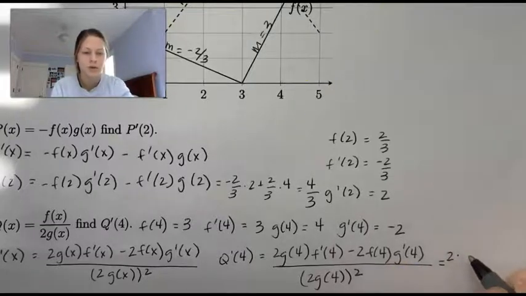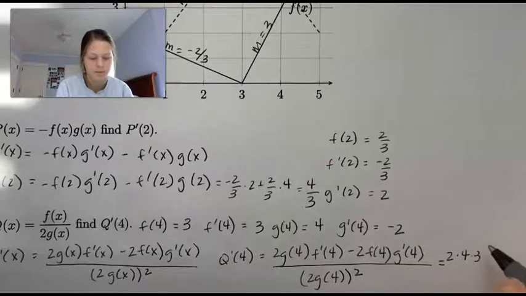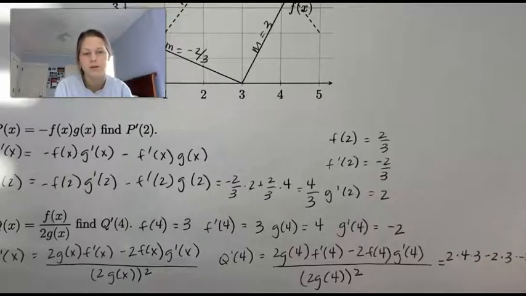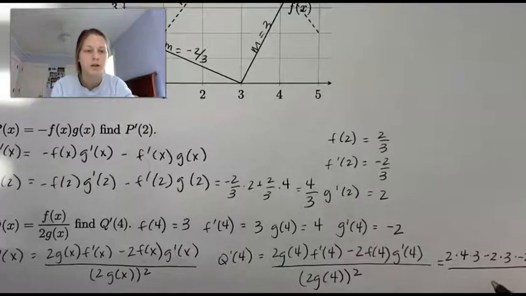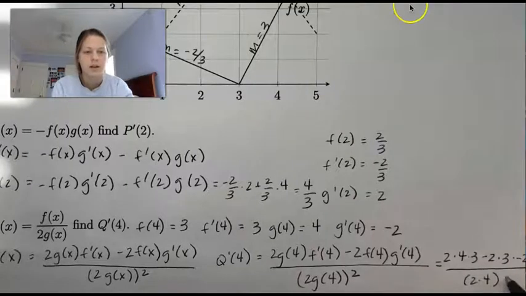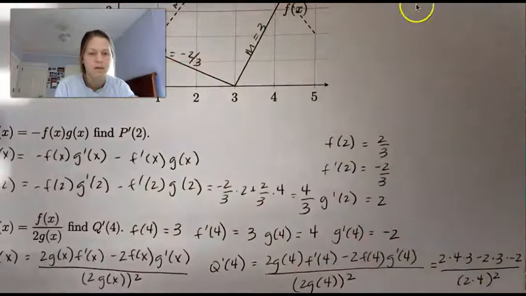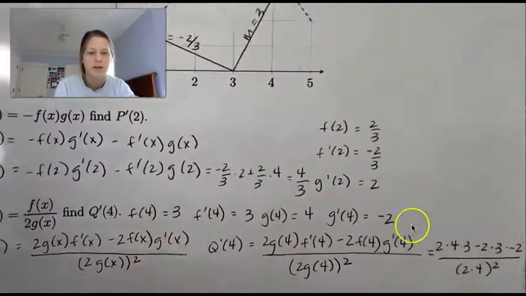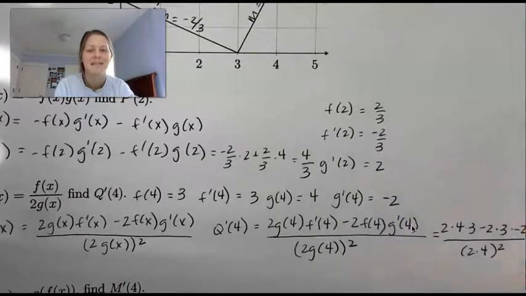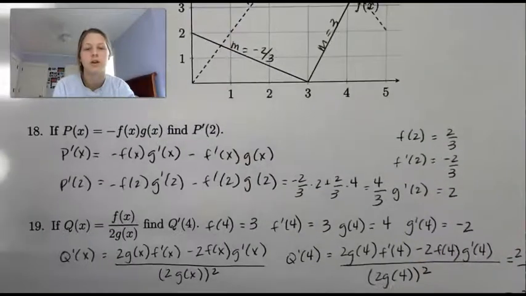and we will get 2 times 4 times 3 minus 2 times 3 times negative 2. You can't really see the negative 2, but you can kind of see it. It's there. And then 2 times 4 squared. And then we will get 36 over 64, which simplifies to 9/16. And that is our final answer for number 19.